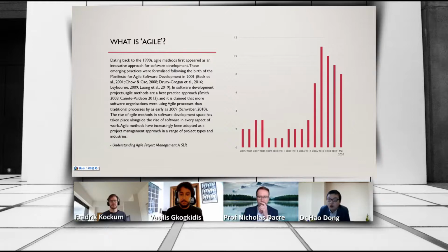What is Agile? Where did it come from? Here is half a paragraph from our latest work. I'm going to read it very quickly.